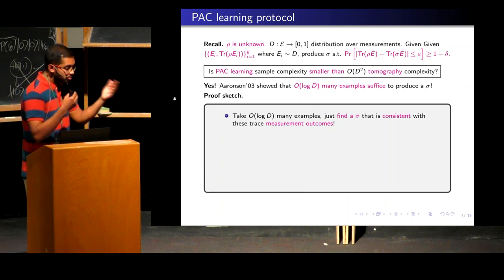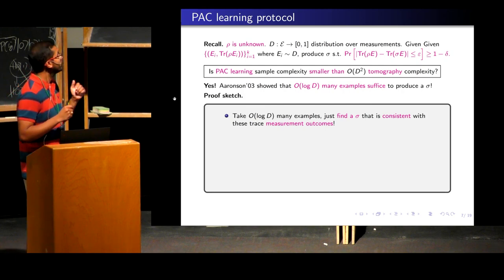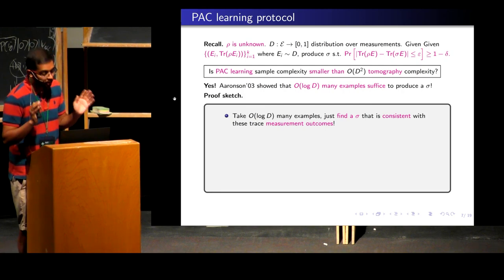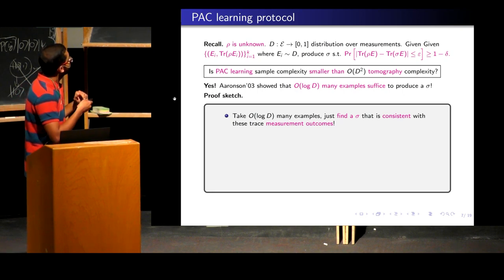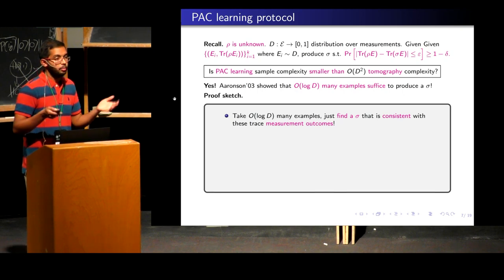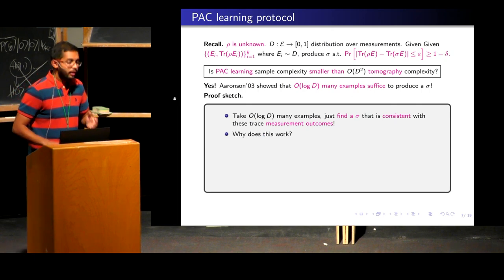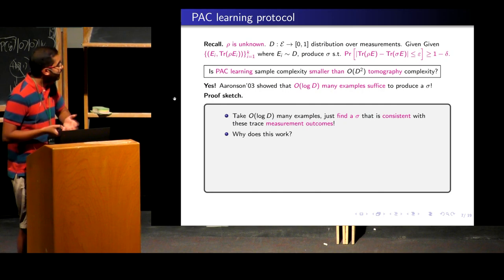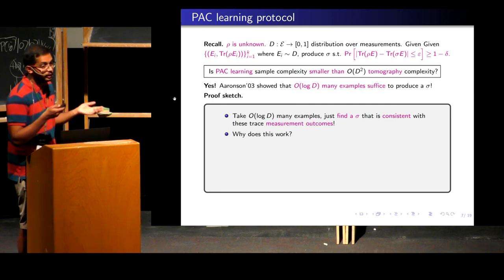Now the learning algorithm just tries to brute force over all possible quantum states sigma. This could be an exponentially long algorithm, but the sample complexity is only little n. You try to find a state sigma that is consistent with all the trace measurement outcomes you just saw. And of course, the natural question is, why does this work? Why does just taking little n many examples suffice when tomography required exponential in n many copies?